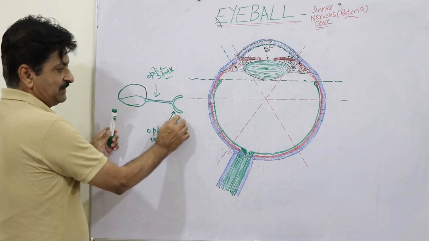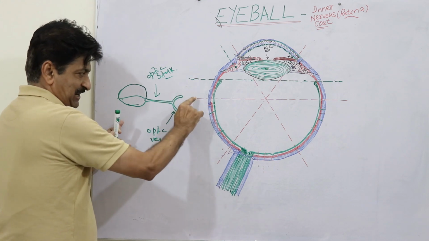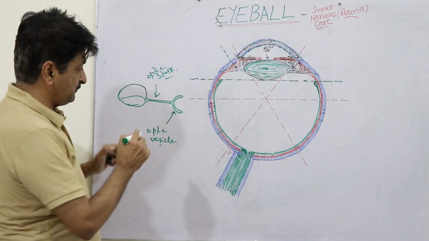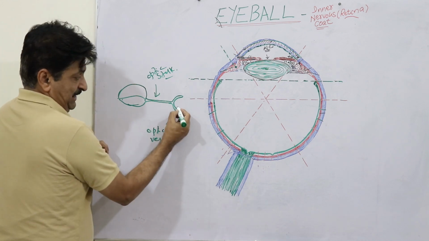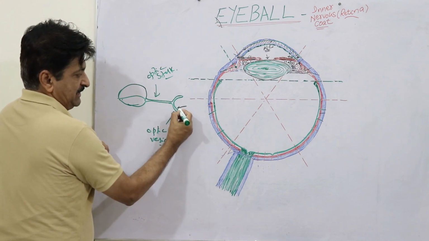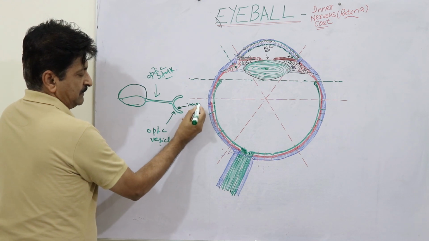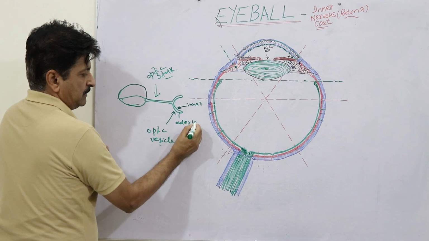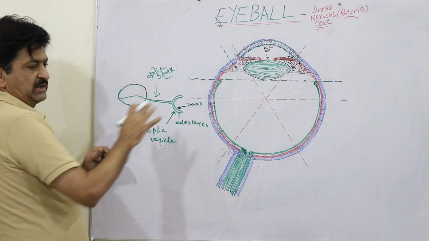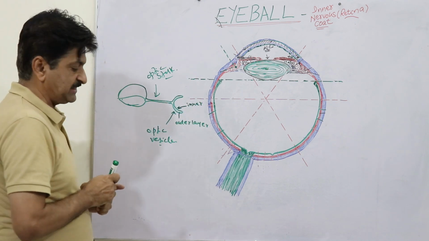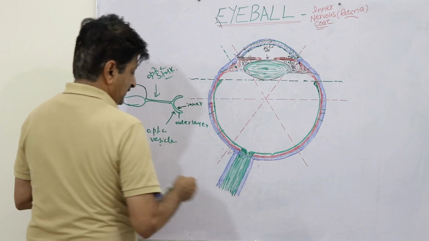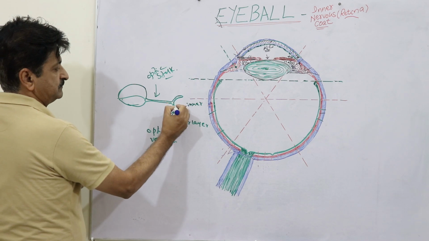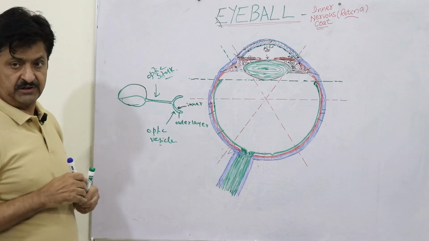So you can imagine that the vesicle, which was single layered, will now be a double-layered cup, in such a way that this is the anterior, or inner layer, and this will be its outer layer. These are the two layers, and in between there is a space, and that space is called the intraretinal space. This is the development of the retina.